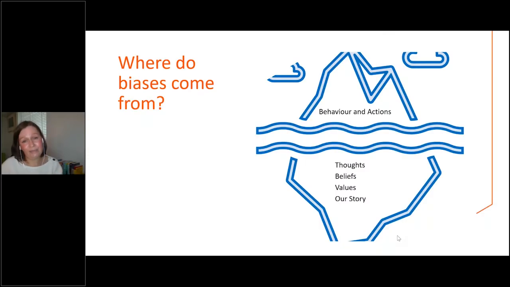This is, and I'm grateful to say I didn't draw this. This is an image. I used to draw icebergs on flip charts when I was in classrooms many a time, and they never looked like an iceberg. So this is the nearest you're going to get. So this is an iceberg, and this iceberg model helps explain how we are individuals. And for today, where those biases have come from.